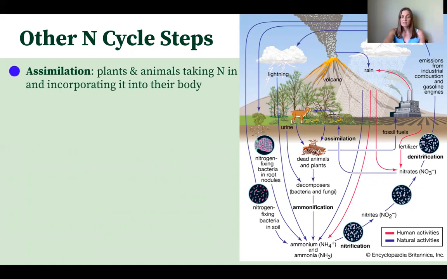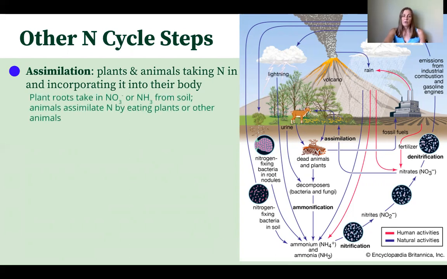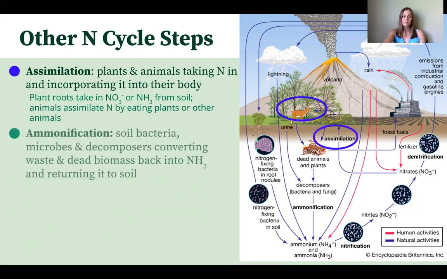Assimilation is the process of plants and animals uptaking nitrogen, usually in the form of nitrates, and incorporating it into their body. Take in nitrates and ammonia or ammonium from the soil. Animals assimilate nitrogen by eating plants or by eating other animals. The process of ammonification is when soil bacteria, microbes, and decomposers convert waste and dead biomass back into ammonia or ammonium and return it to the soil.